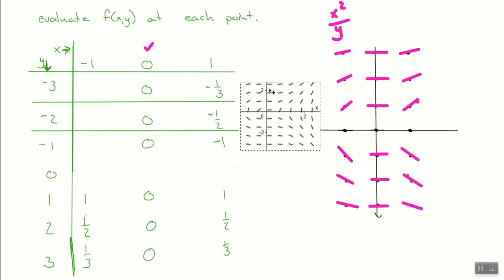But I just want to check. At 0, are all the slopes 0? Is it a little bit steeper here in a positive direction? Is it a little bit lower here in a negative direction? We see the same thing. Now, with more points, it's easier.